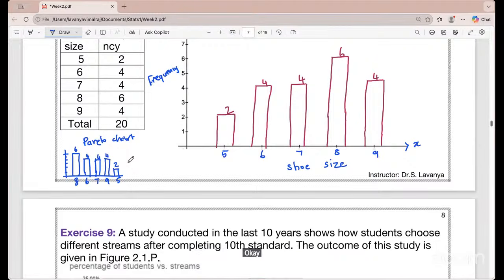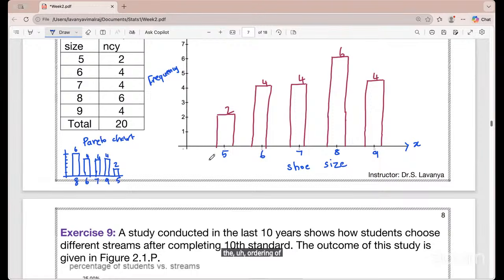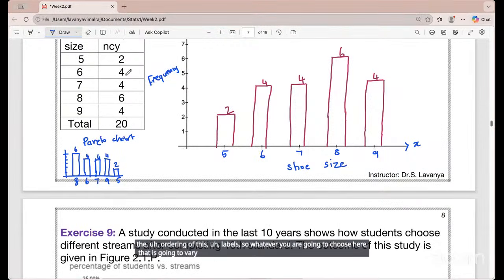Okay. All right. And what about that frequency? The frequencies are just the same. They are not going to differ. Only based on the frequencies, the ordering of these labels here changes. So whatever you choose here is going to vary based on the frequency.